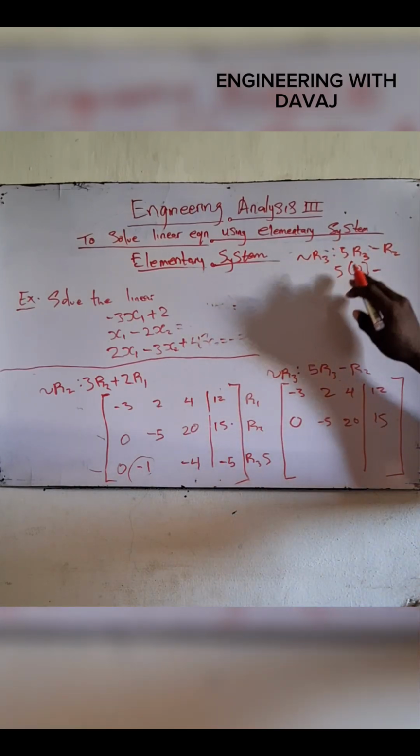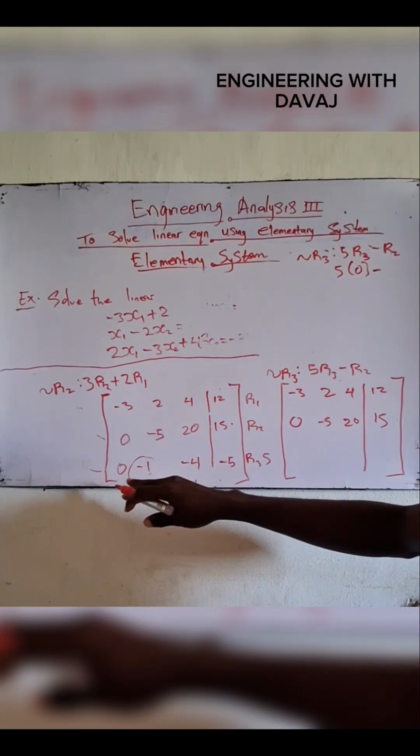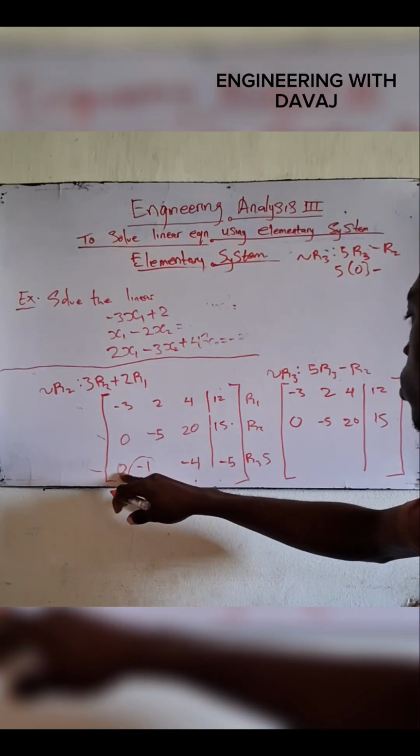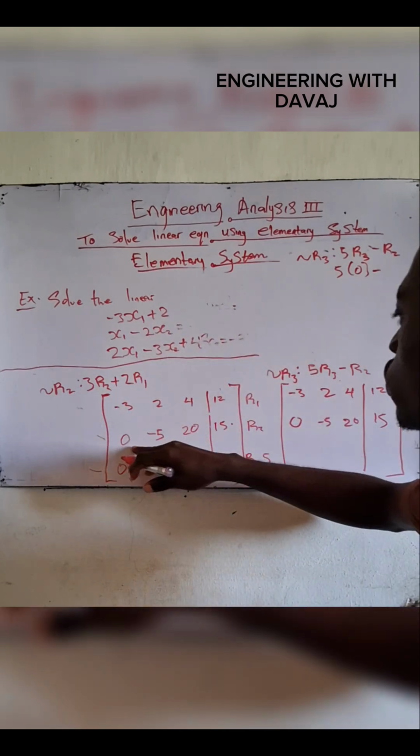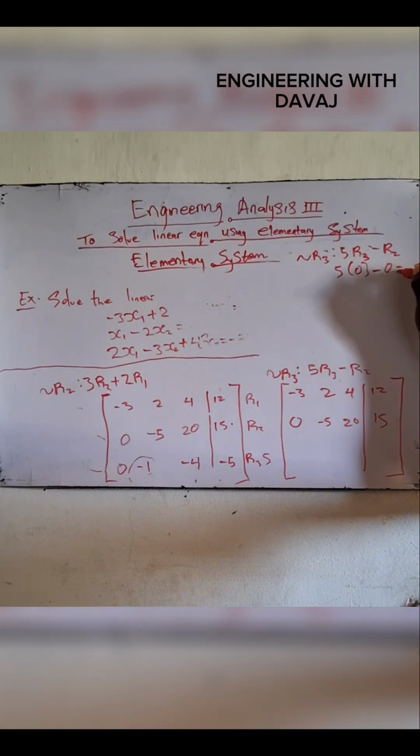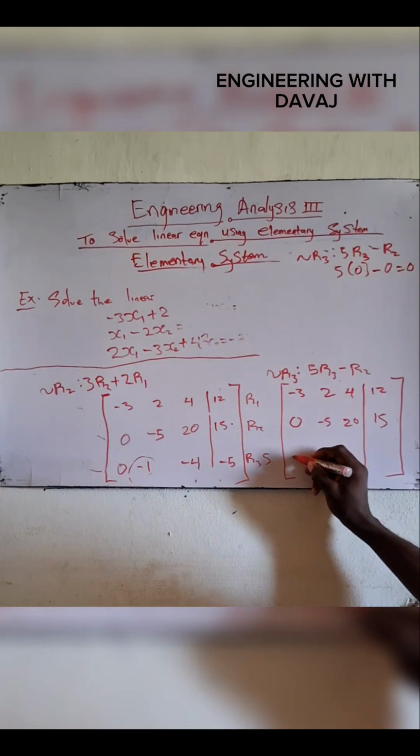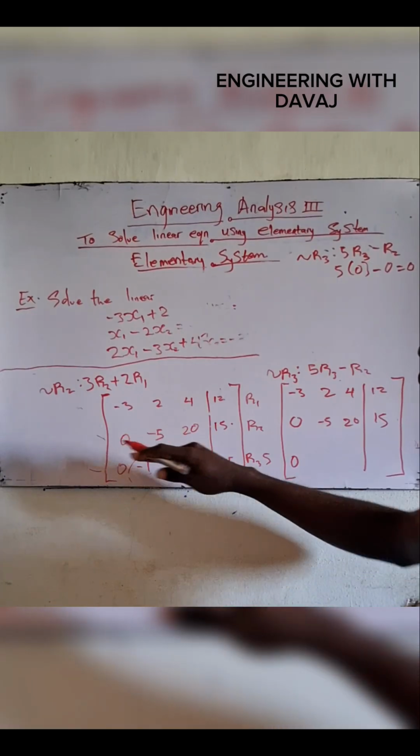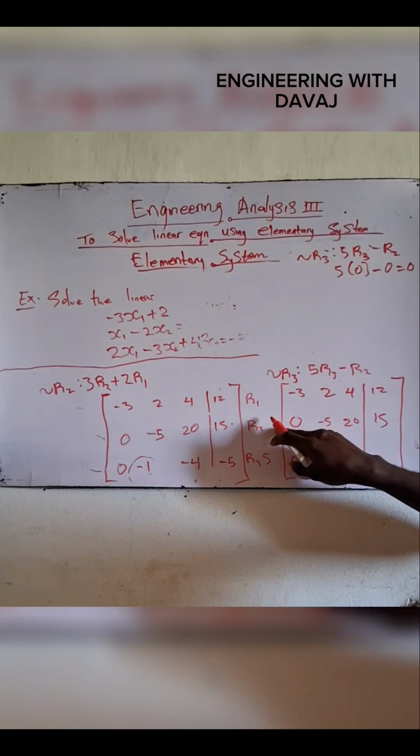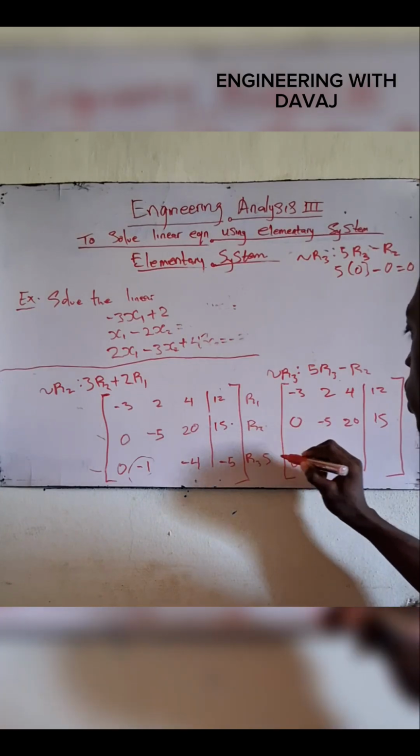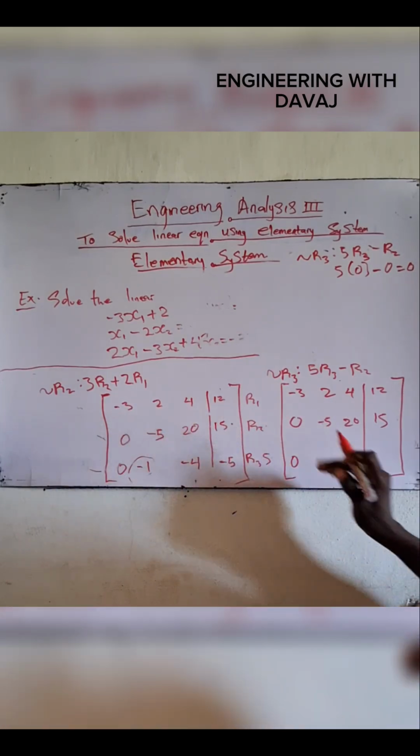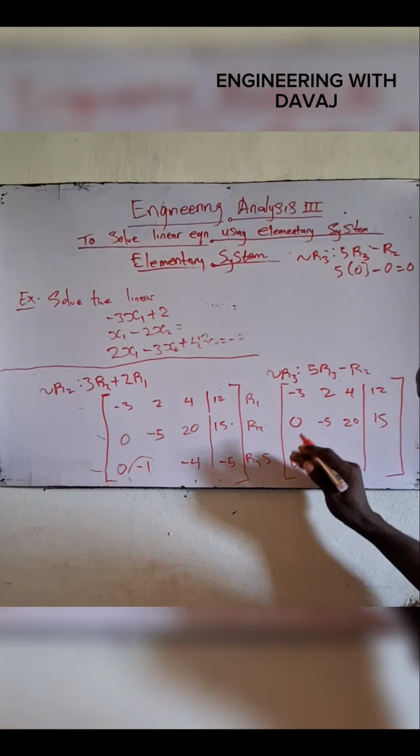So 5 of row 3, what's my row 3? My row 3 is 0. 5 of row 3 is 0, and minus 5 of row 2, which is 0 2, and that is equal to 0. So the first part here is going to be 0. Can you see? That is why I said we should just let our area of concentration be on row 2 and row 3 to perform operations like this. So this is 0 already.